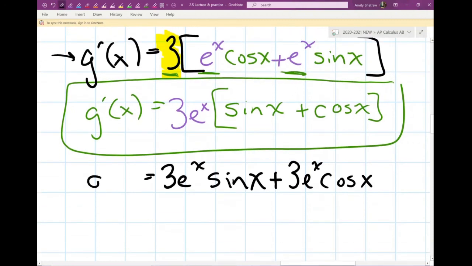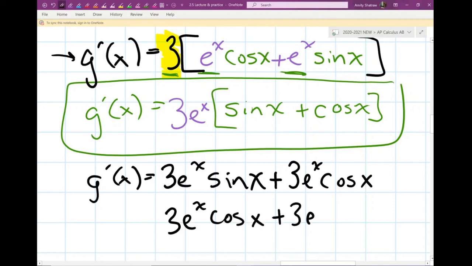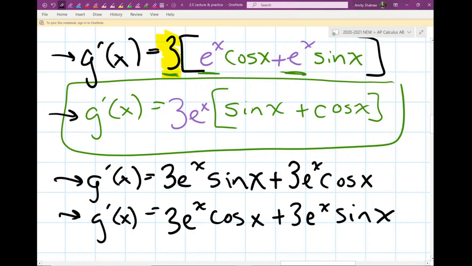Another possible answer, which I said it doesn't matter which order I put it in. Sorry, that it does matter that it looks like an exponent, though. Come on, that x needs to be an exponent. e to the x cosine of x plus 3e to the x sine of x. There's a lot of different right answers, which is why multiple choice can be difficult, okay? So any one of these could be your answer, all right?